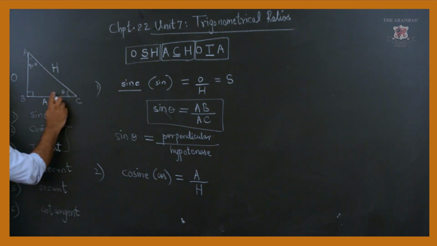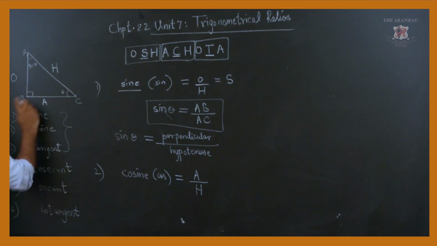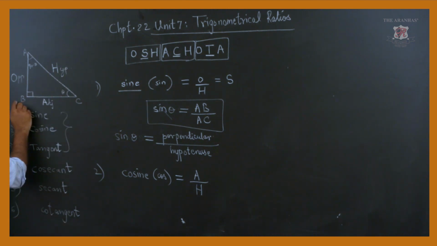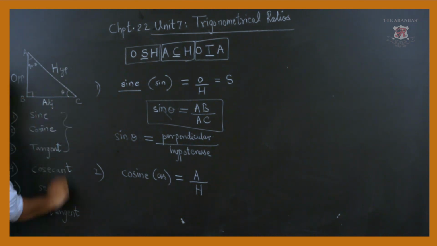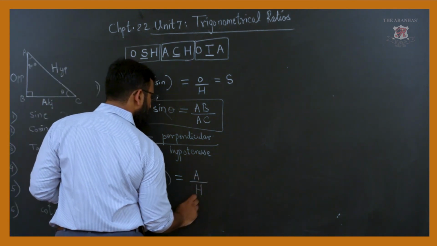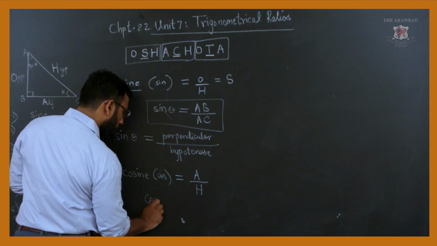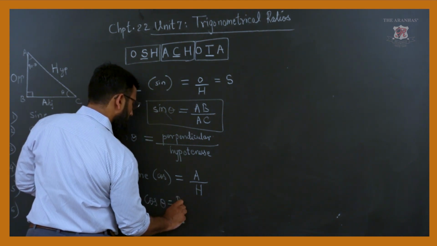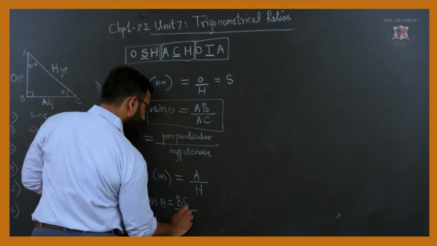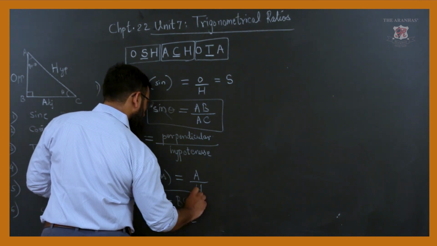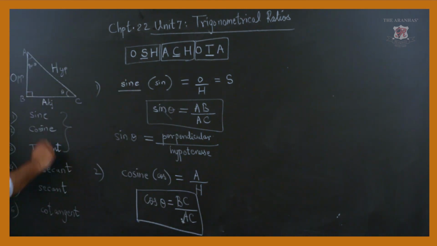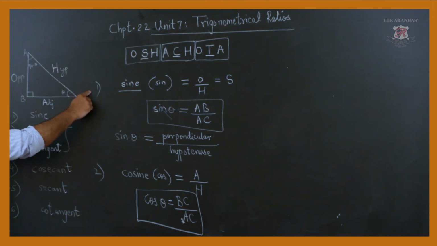Adjacent side to angle theta is BC. Right here, opposite, adjacent and hypotenuse. So adjacent side is BC. So cos of theta is equal to BC and hypotenuse still remains the same. So you can call cosine of angle theta or cos of angle theta as adjacent upon hypotenuse.